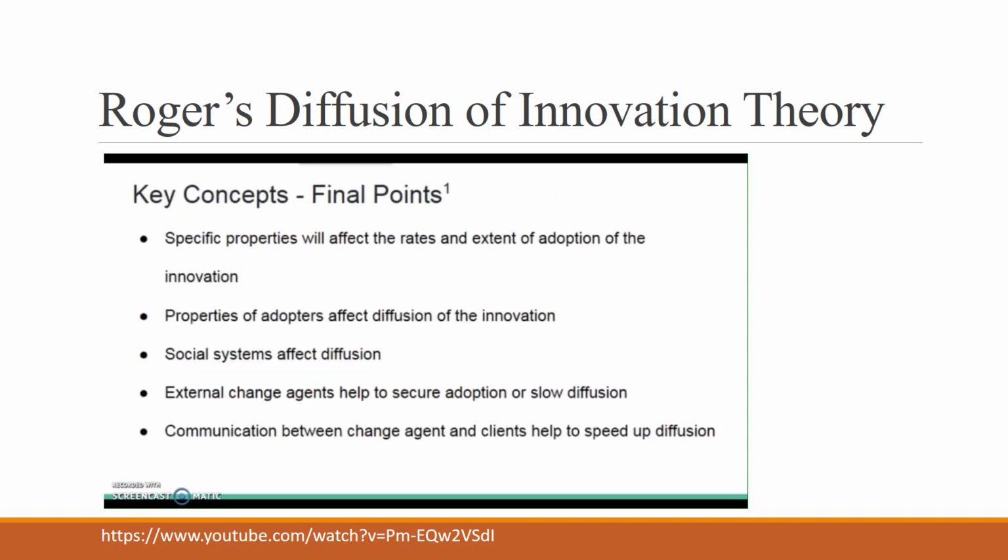Some final points around this theory is that specific properties will affect the rate and extent of the adoption of the innovation. And what that really means is there are several factors that may extend or slow the rate of adoption of an idea. Social systems can affect diffusion, as well as the external change agents that help secure adoption or slow diffusion. Depending on the population, you may get a group of people who are quick to adapt and some who are not quick to adapt, even on the same topic. And we'll get into that when we talk about our Pool Cool program. And of course, communication between the change agent and the client really will help to speed up diffusion. And again, communication is a big piece of this.